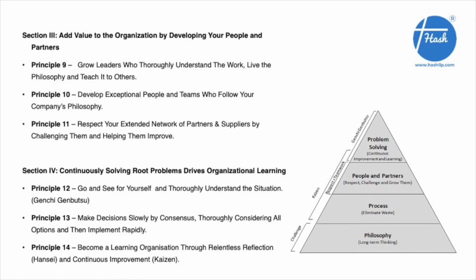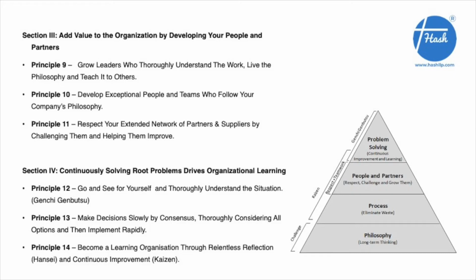And the third P is the people and partners, points 9, 10 and 11, which talk about growing leaders who thoroughly understand the work and live the philosophy and teach it to others. Develop exceptional people and teams who follow the company's philosophy. And point number 11 is respect your external partners, that is your extended network of partners and suppliers, by challenging them and helping them to improve. And finally, problem solving talks about continuous improvement, continuously solving the root problems, and driving organizational learning.